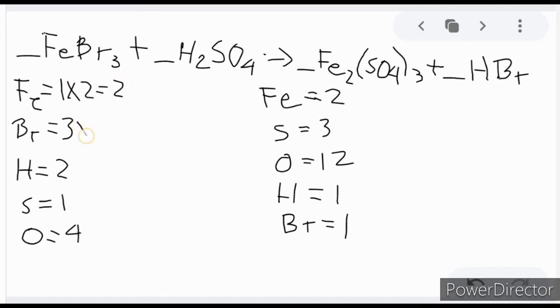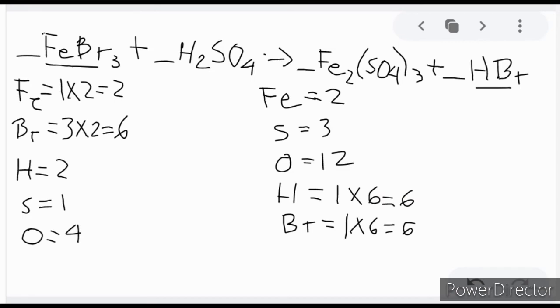Since Fe and Br3 are in the same group, we also need to multiply it by 2. So we get Br is equal to 6. So Fe on the left and right side is now equal. However, Br on the left and right side is not equal. So in order to equalize Br, multiply it by 6. So we get Br equals 6 on the right side. But H and Br are in the same group. So we need to multiply the H also by 6. So we get H here as 6.